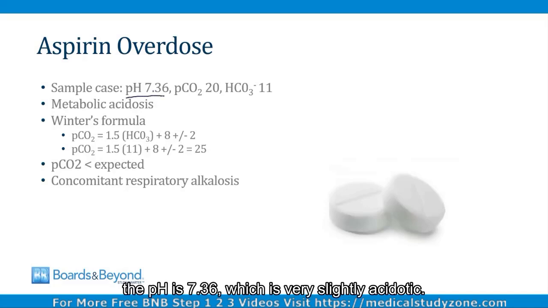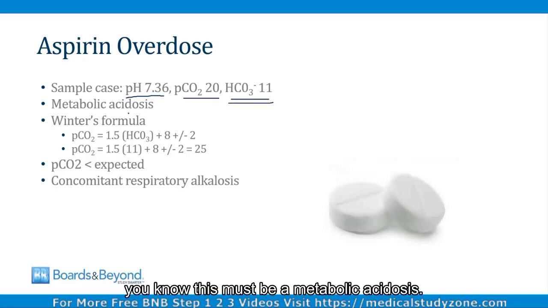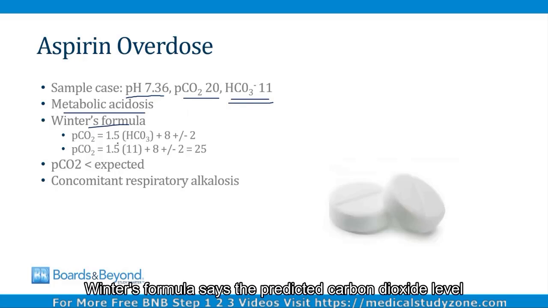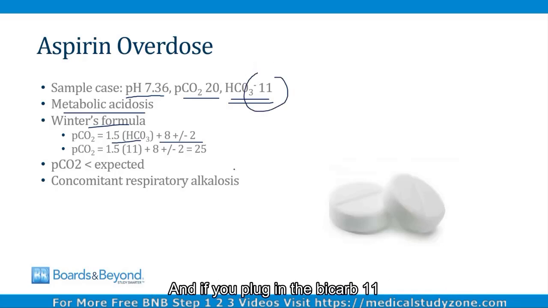The pH is 7.36, which is very slightly acidotic. The PCO2 is low at 20 and the bicarb is low at 11. Because the bicarb is low, you know this must be a metabolic acidosis. And then you can apply Winter's formula to predict the carbon dioxide level. Winter's formula says the predicted carbon dioxide level is 1.5 times the bicarb plus 8 plus or minus 2. And if you plug in the bicarb of 11, you get a predicted PCO2 of 25.